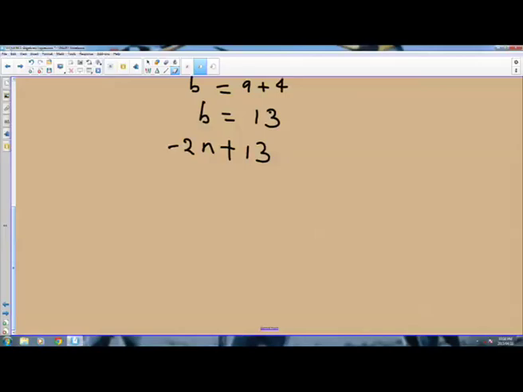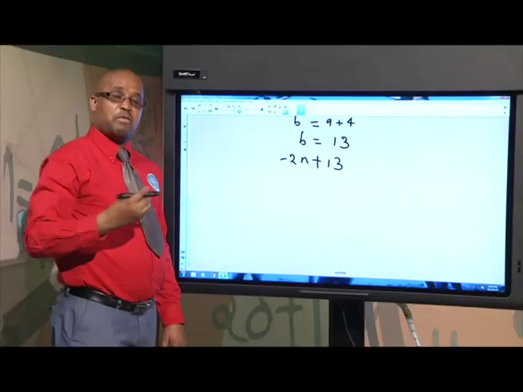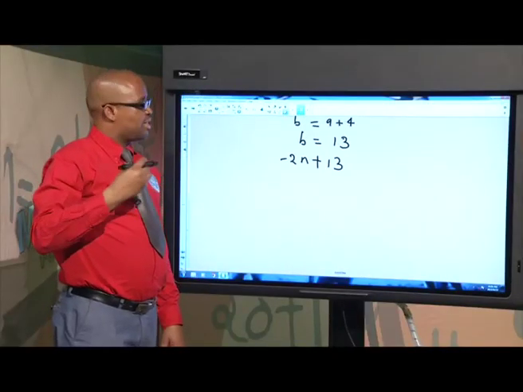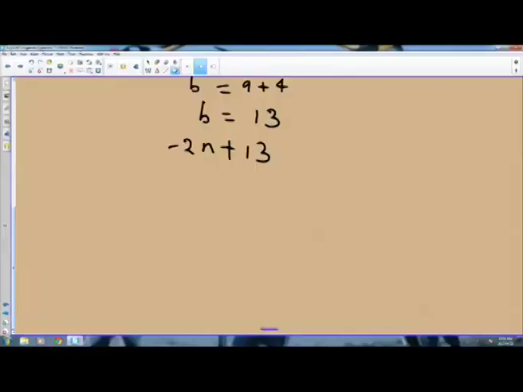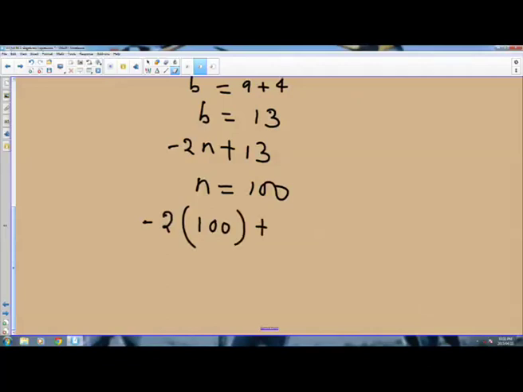But remember, the question did not say find the algebraic form for this. It says what will be the term at position number 100. That simply means our n in that question is 100. So we need to know the value of the term at this position. So this will be minus 2 times the n. Our n is 100, so it's minus 2 times 100 plus 13.